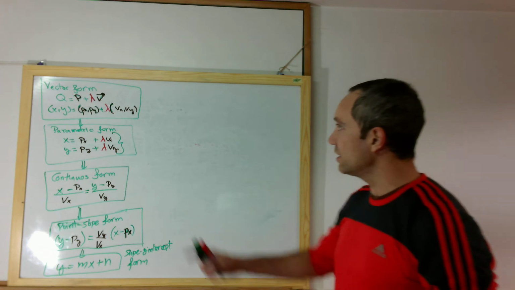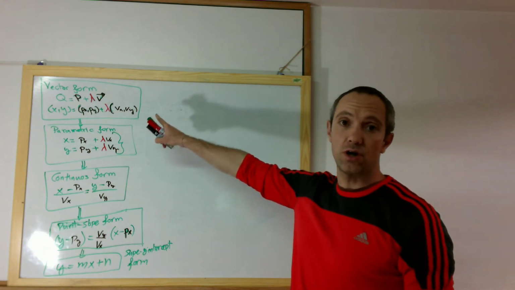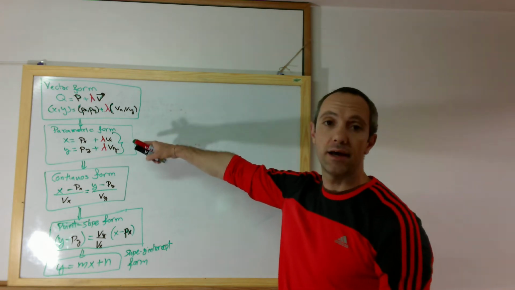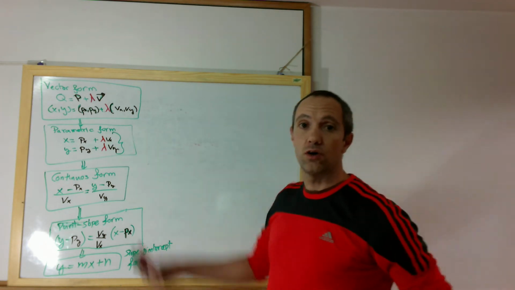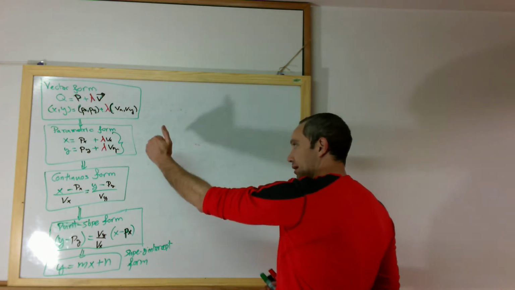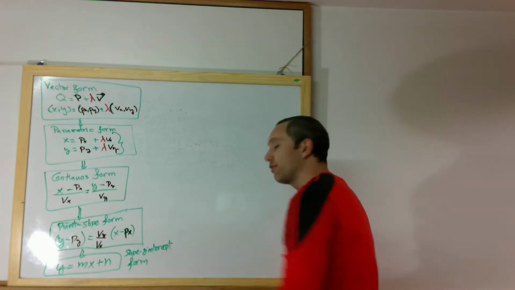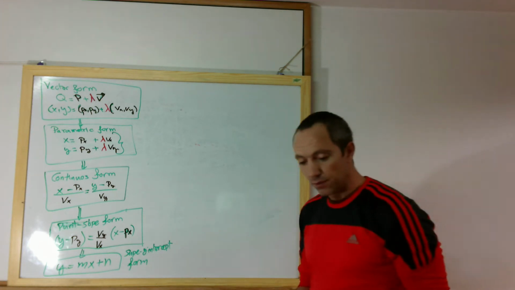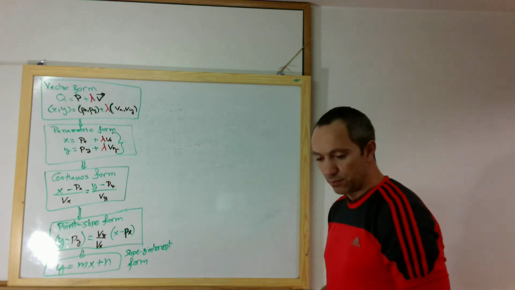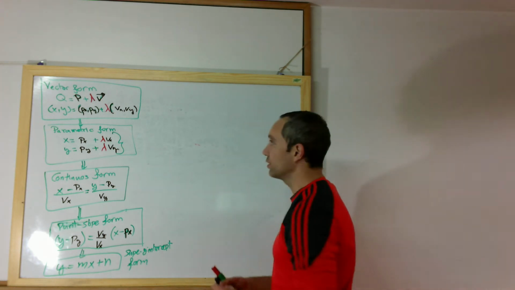As you can see here, I wrote all the equations, well, some equations of a straight line. So I will go from the vector form to the parametric form to the continuous form to the point-slope form and finally to the y-intercept form. Remember, I tried to explain this, but I'm going to give you how to get from one to the other.